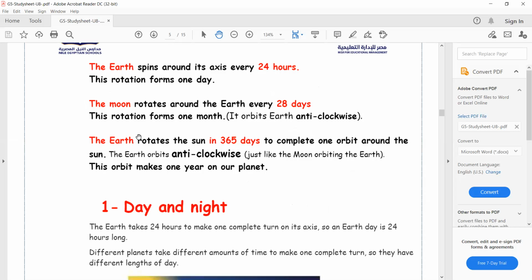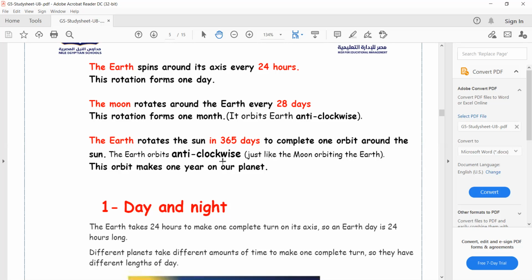Also, the Earth revolves, not rotates. Rotates is not a suitable word, of course. It revolves or orbits the sun, taking 365 days and a quarter to complete one orbit around the sun. The Earth orbits anti-clockwise like the moon. This orbit makes 1 year, or the Earth takes 1 year to complete one orbit around the sun.